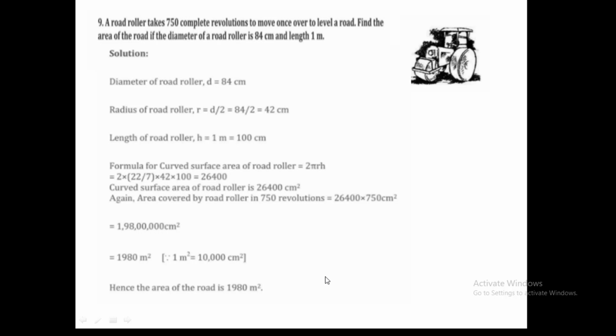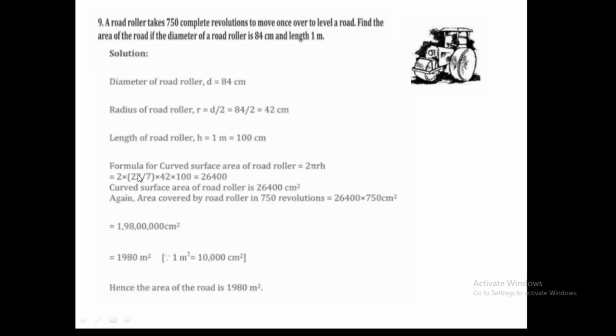Another question, important question. A road roller takes 750 complete revolutions to move once over to level a road. Find the area of the road if the diameter of the road roller is 84 cm and length 1 meter. So we know a road roller is cylindrical in shape, right? Its length is 1 meter given and the diameter of the cylinder is given as 84 centimeter.